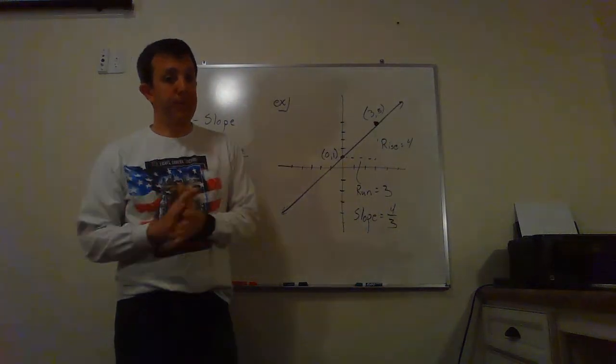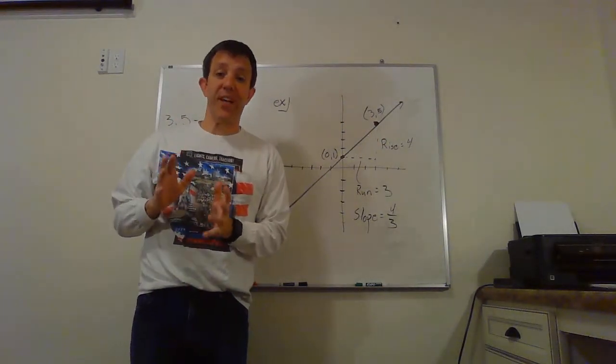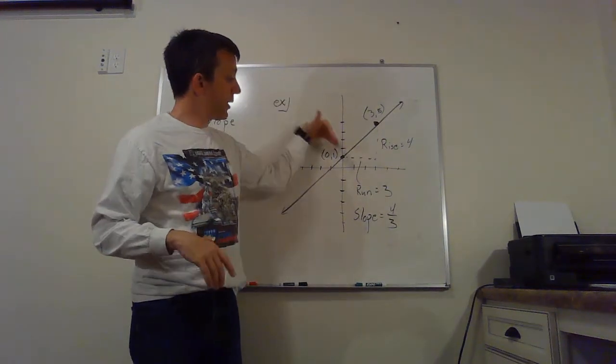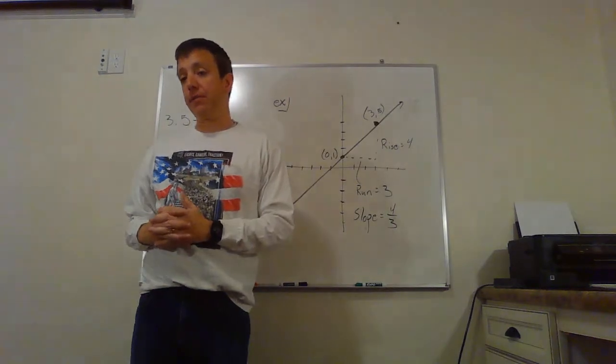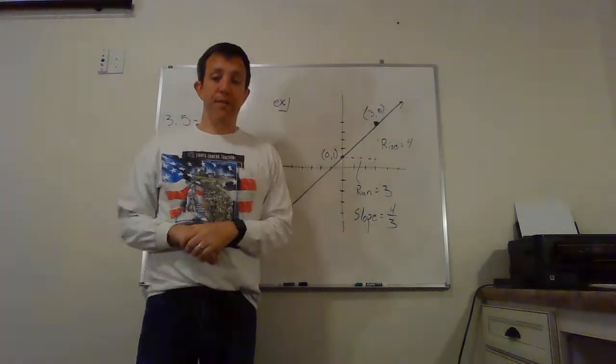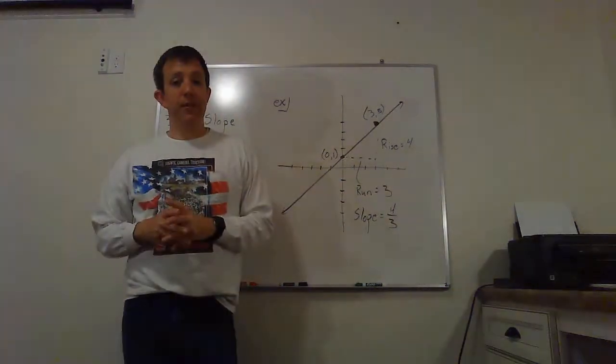Now, it's just very important to be really careful with signs. Again, if this were going downhill, we would want it to end up being a negative slope instead of a positive slope. So that's one way we can find a slope, but there is a formula that basically does the same thing.